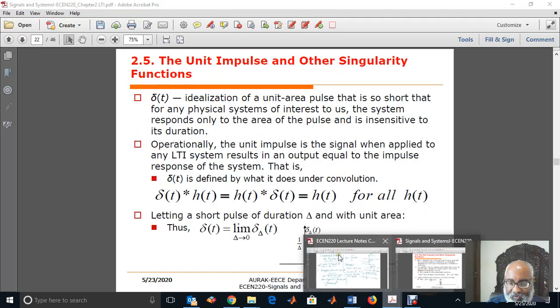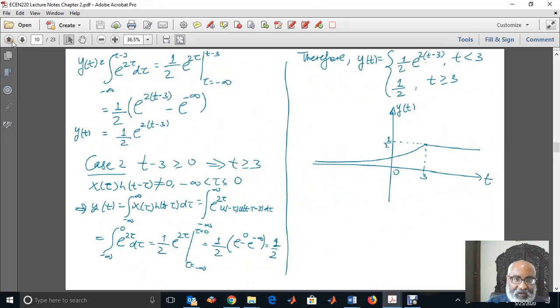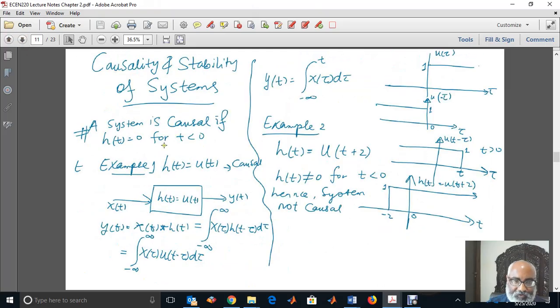Okay, we will see some examples in the notes. Let's go to the additional class notes. A system is causal if h of t is equal to 0 for t less than 0. For example, let's have h of t equal to u of t. This is the unit step function, and we know that the unit step function is equal to 0 for t less than 0. Therefore, this system is a causal system.